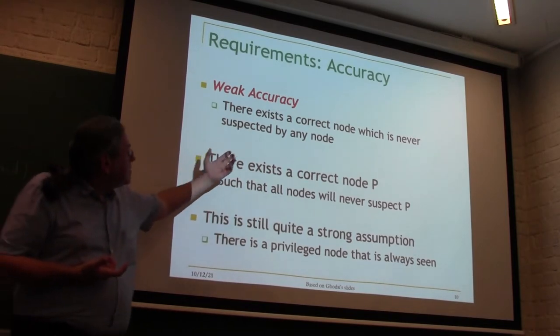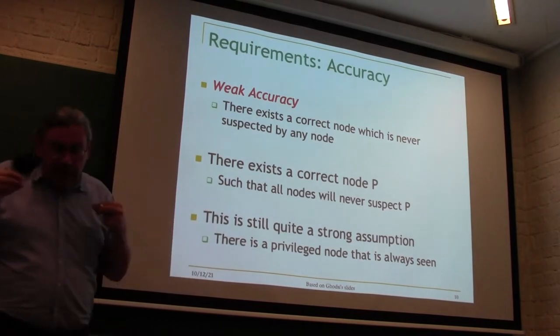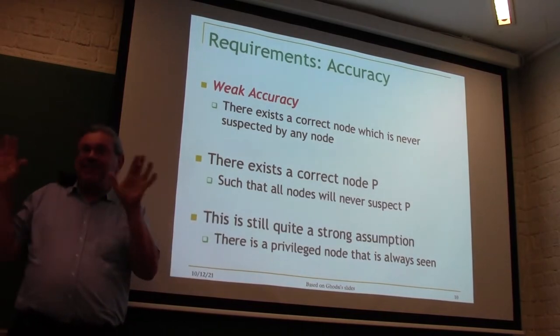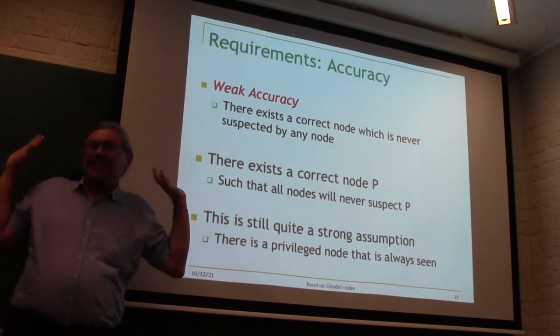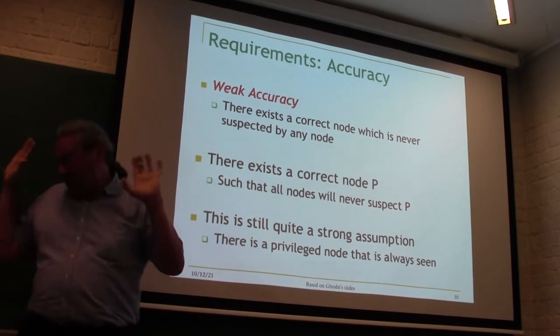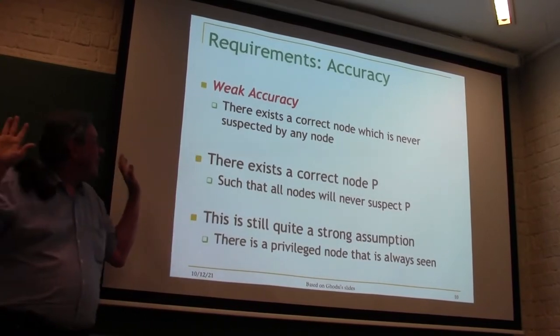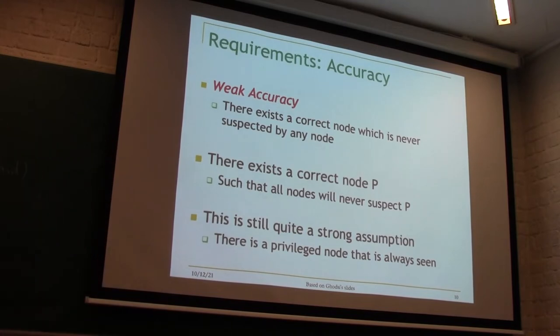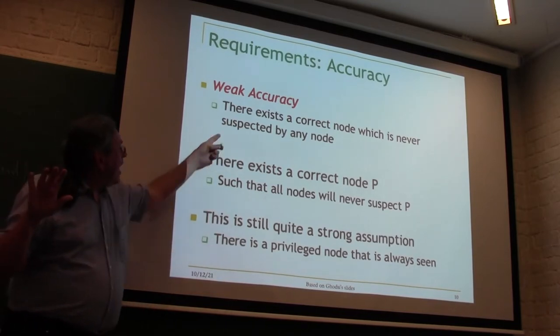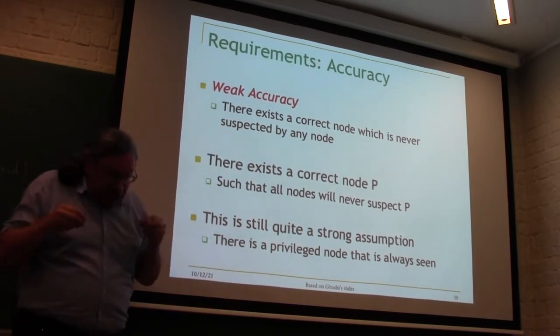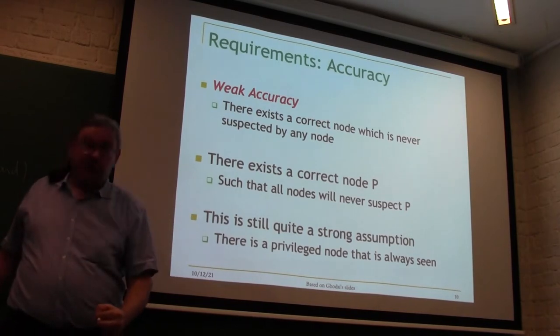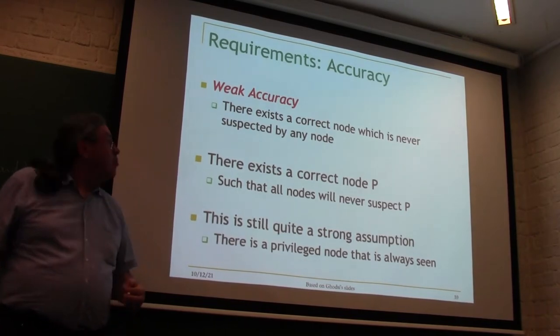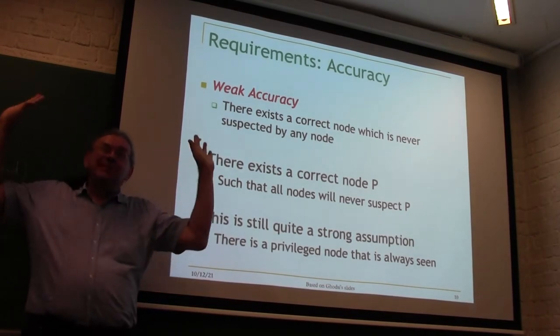So a node that is crashed, but I'm not saying anything, that's not really considered a mistake, because I'm not saying anything. Okay? As long as I don't say anything, everything's fine, okay? It's when I say something, when I open my mouth, that I can do something wrong. So accuracy, when I make a mistake, it means I say the node has crashed and it hasn't. But if I don't say anything, that's okay.